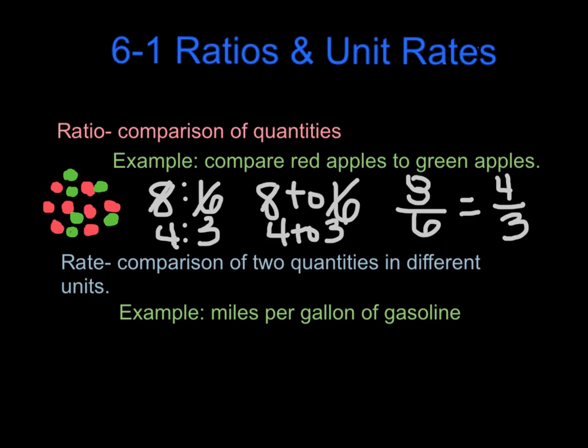So that's a ratio. Next, we have a rate, and a rate is a comparison of two quantities in different units. So for example, talking about how many miles per gallon a car drives, there is no way that you could talk about miles and gallons and interchange those two things. They are two different labels. They are two different quantities.